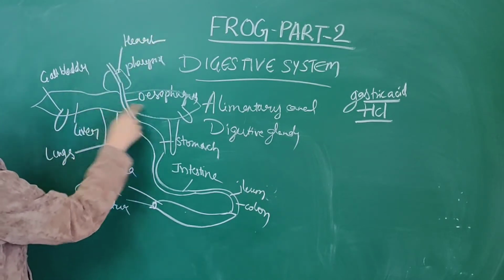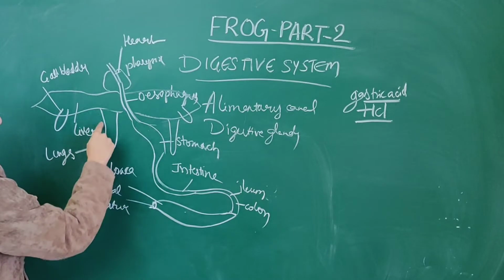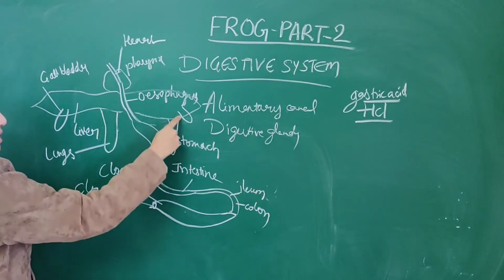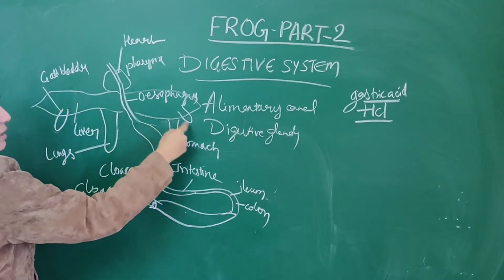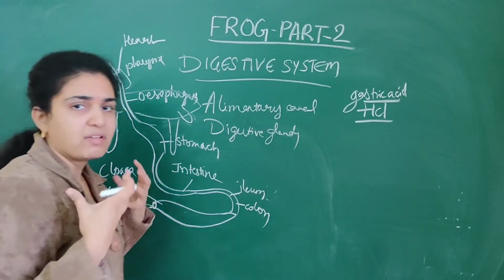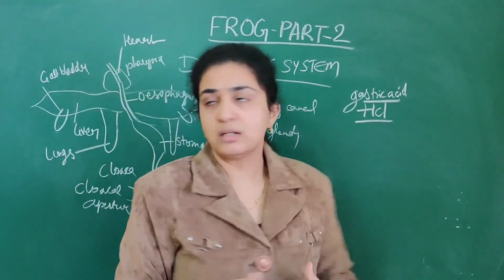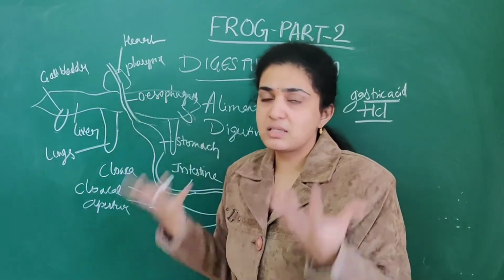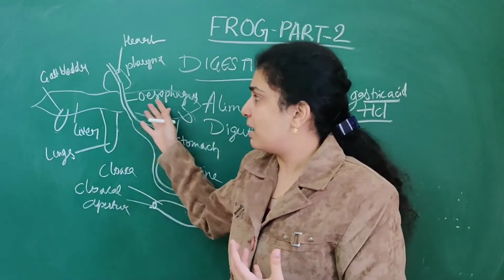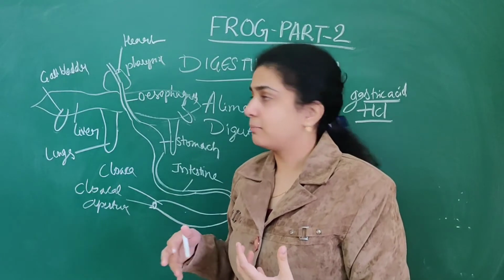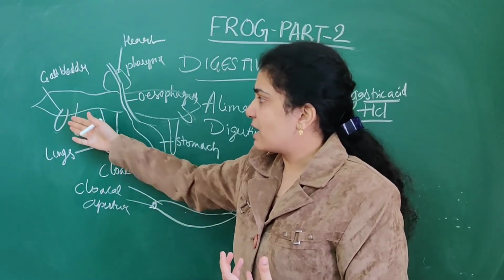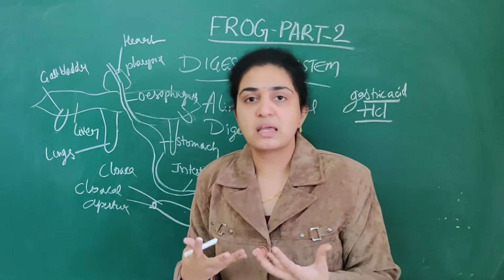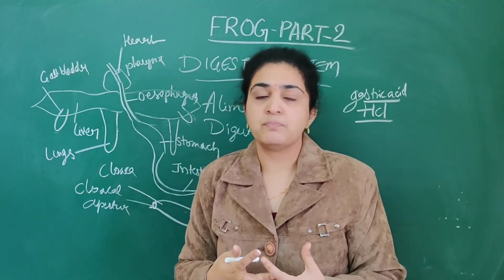This is the liver, which is a single organ. Here, on two sides, the lungs are present. Here is the gallbladder. Whatever bile is present is stored in this gallbladder only. The liver normally secretes bile, and that bile is stored in the gallbladder. The pancreas secretes pancreatic juice.